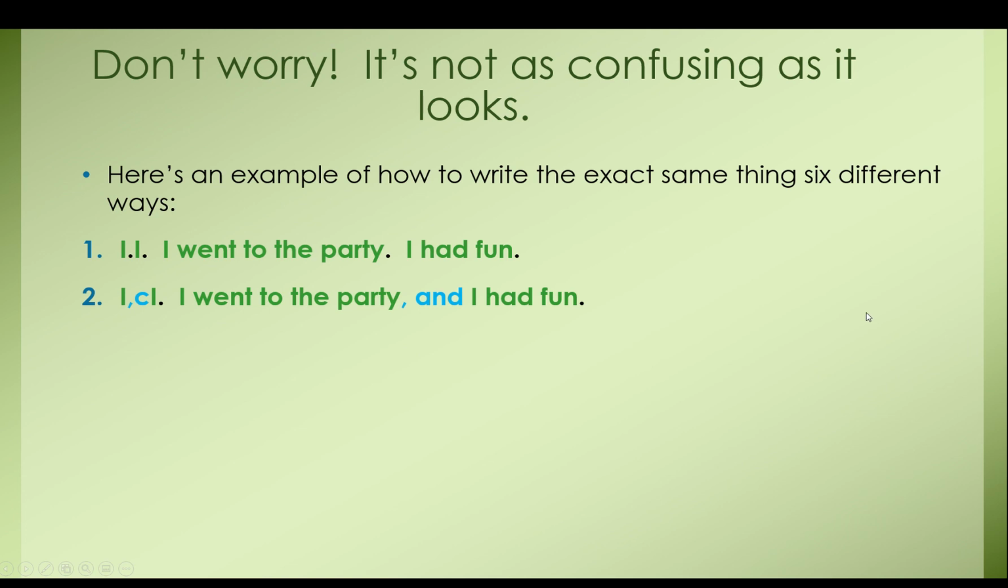Or, I don't feel like using coordinating conjunctions. I want to try this new semicolon thing now that I feel confident with that. So on the left, I went to the party. There's my independent clause. Then I have a semicolon. Then on the right, I had fun. There's my other independent clause. Can I put a period here? Yeah, I did in sentence 1, so I know a semicolon will work as well.